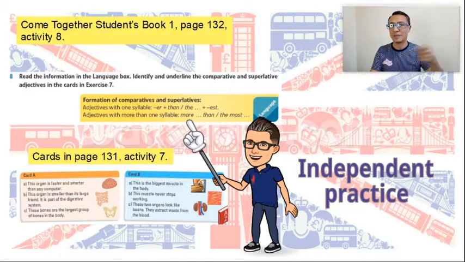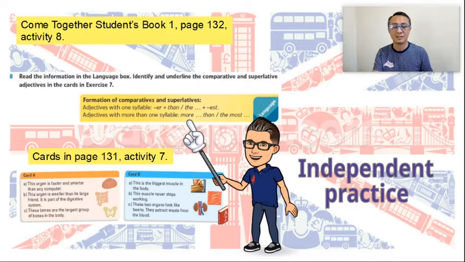It's time for your independent practice. In your Come Together Students Book 1, page 132, Activity 8. There you are going to read 2 cards and you will look for superlatives and comparatives, underline them there in the cards. Those cards are in the previous page, page 131 in exercise 7.